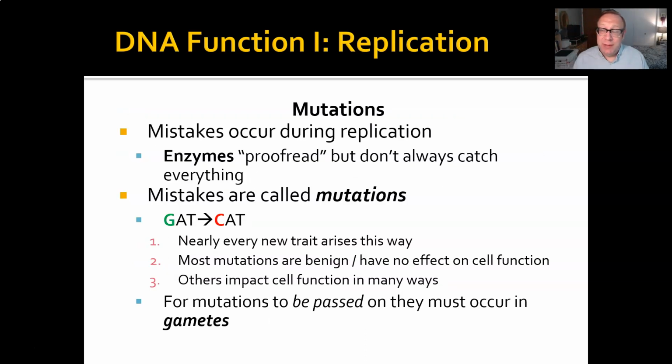When there are mistakes made, even with the proofreading, they sometimes miss the mistake, and if that makes it into the final double-stranded DNA, we call that a mutation. Okay, that's all a mutation is. It is a single letter change in the DNA sequence, and that's it. Because after that, every time that strand of DNA splits apart, it's going to continue replicating that mistake, right?